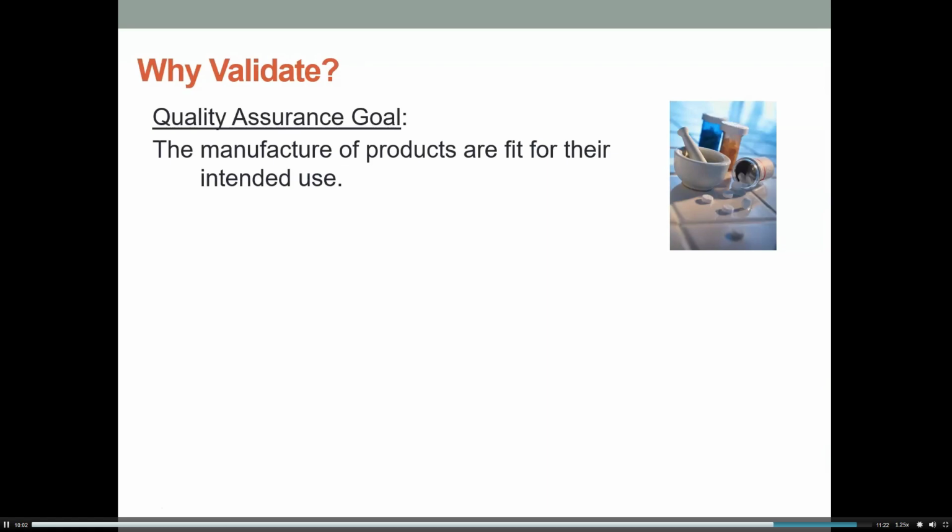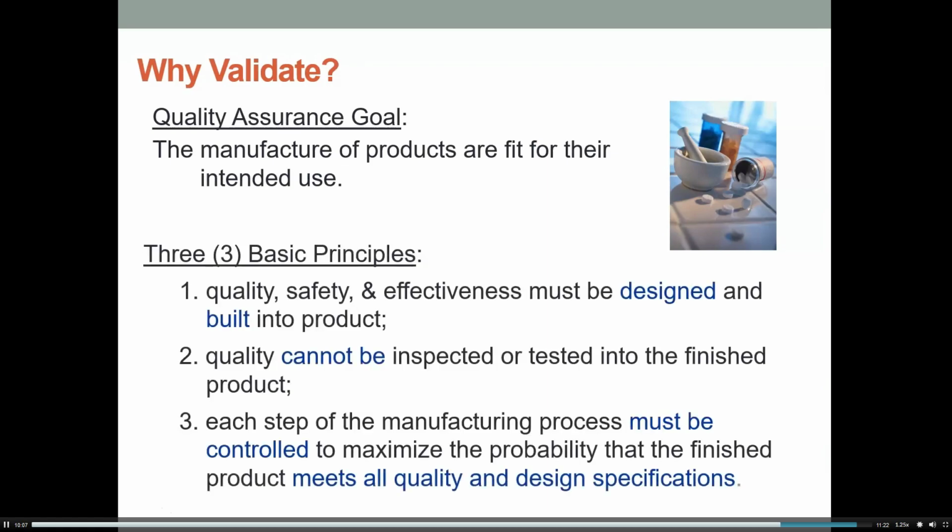So why do we validate? Well, it's a quality assurance goal. The manufacture of products has to be fit for their intended use, and there are three basic principles behind that. Number one, quality, safety and effectiveness must be designed and built into the product. It's really hard to try and test it in, and you're going to end up with a lot of waste materials and a lot of rejected product. You need to have it designed in up front so that you maximize your process efficiency and minimize your waste and downtime.